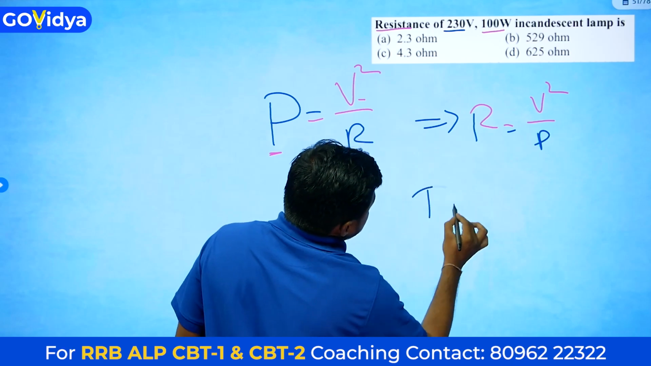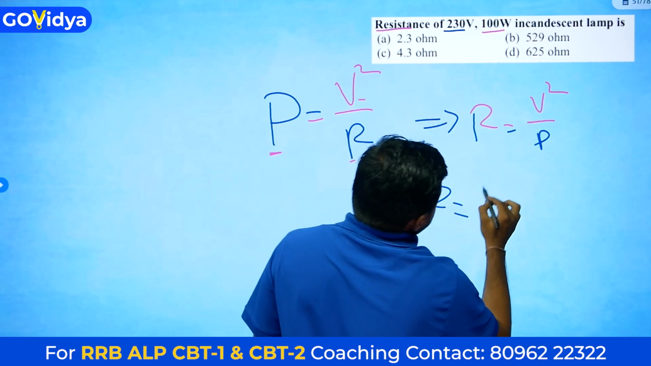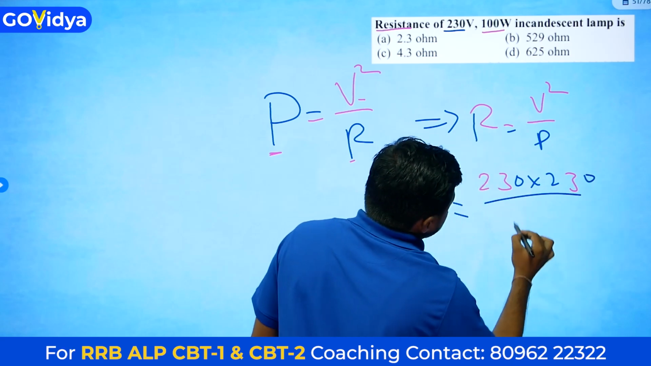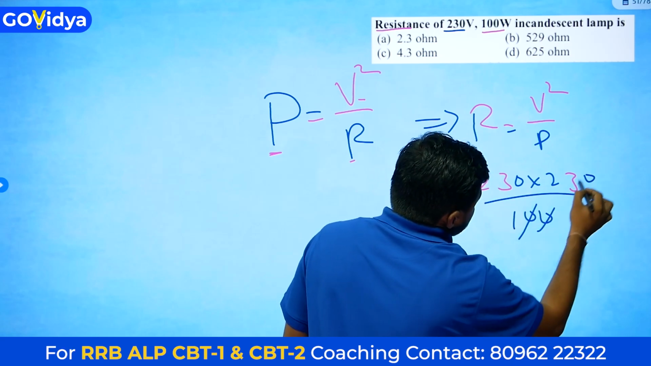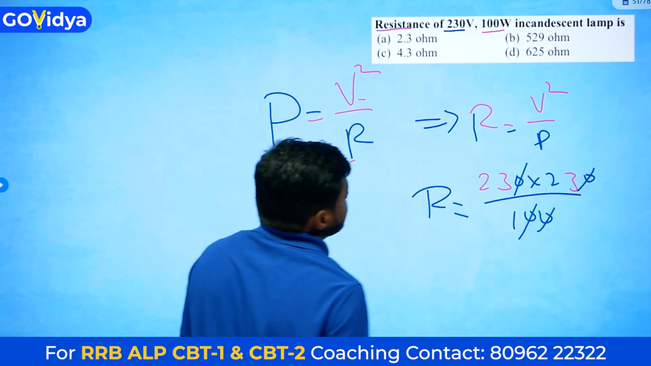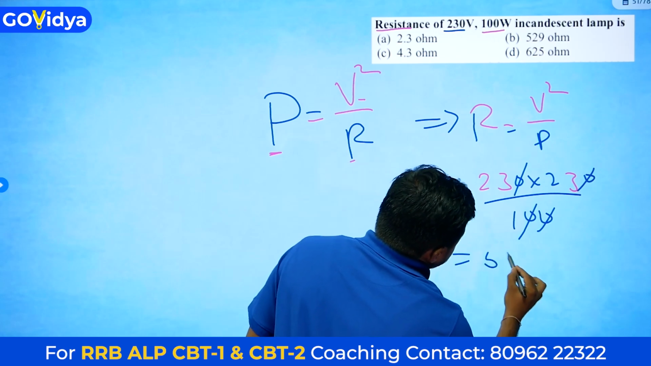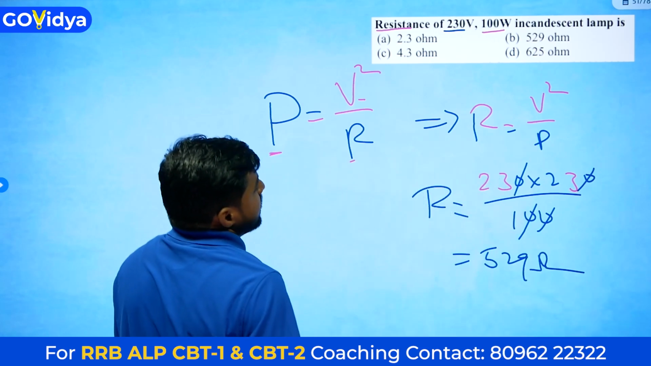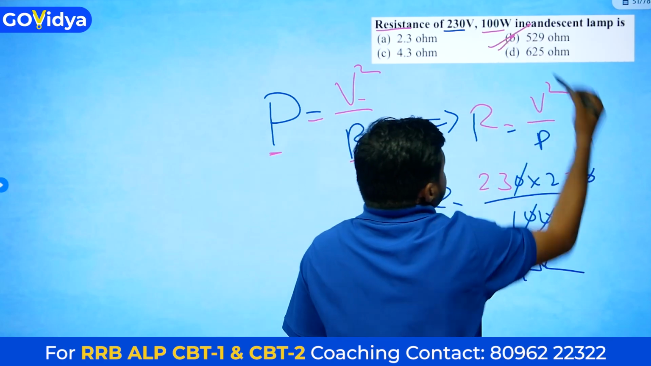R is equal to V square, 230 into 230 by P. P is equal to 100. Here 0 0 will cancel. 23 into 23 is equal to 529. 529 ohms. From the options, option B is the correct answer.